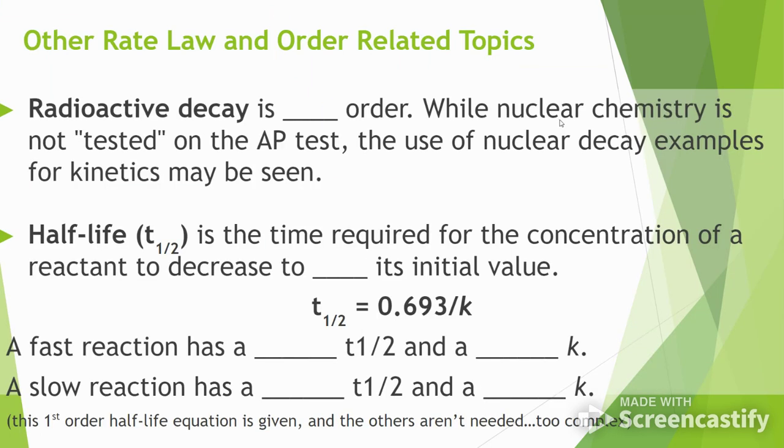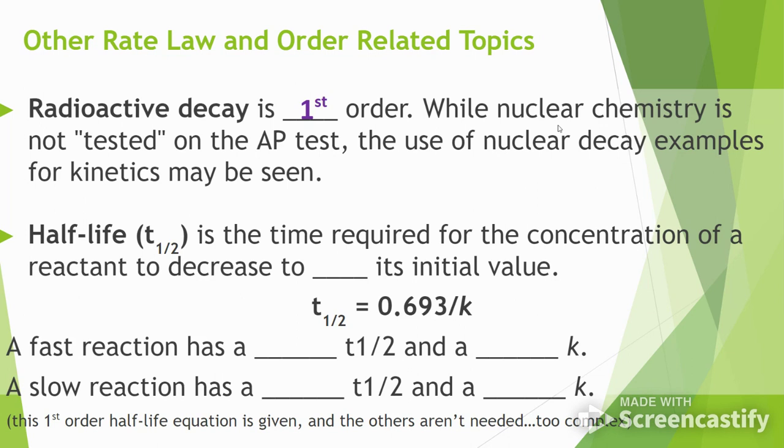So, this is kind of just a random added topic that relates to the fact that we have those first-order reaction equations. Radioactive decay is always first order, and that's chemistry, atoms breaking down into different atoms. But FYI, nuclear chemistry is not tested on the AP exam, but all that really means is you don't need to memorize the different types of decay and fission versus fusion.